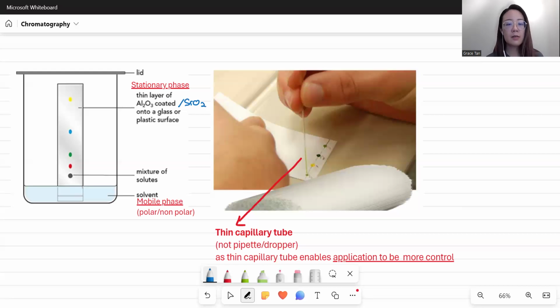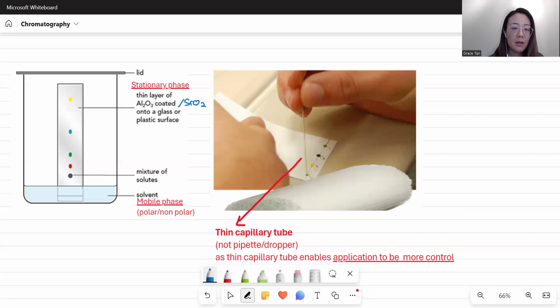Now, your mobile phase can be any solvent. You can just write any solvent. You can write polar, you can write non-polar, but I suggest you don't be too specific. You can just write any solvent will do. Now, that's the second part that I need you to know. The first part is adsorption and partition. The second part here is what the stationary phase and mobile phase are for thin layer chromatography.